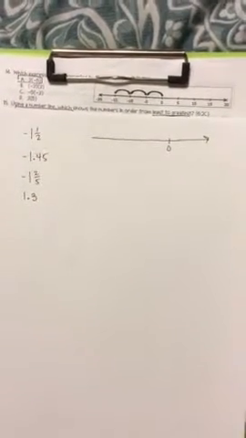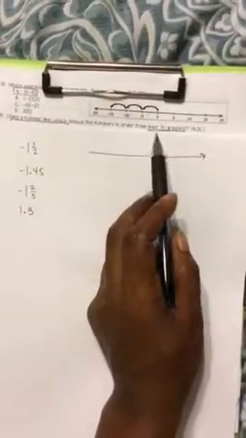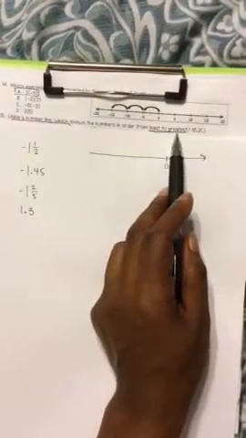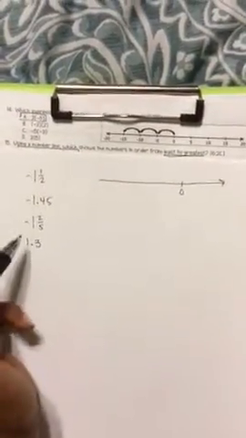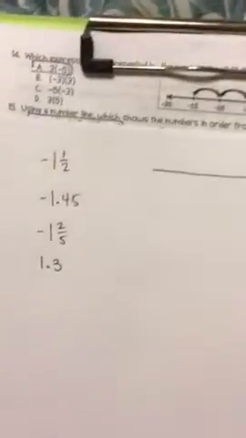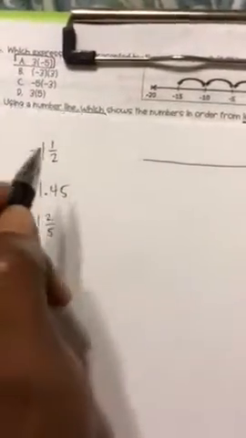Number 15 says using the number line, which shows the numbers in order from least to greatest. That means it needs to be the smallest to the largest. Smallest to largest. In order to truly compare these numbers, we need to first convert them all into decimals.